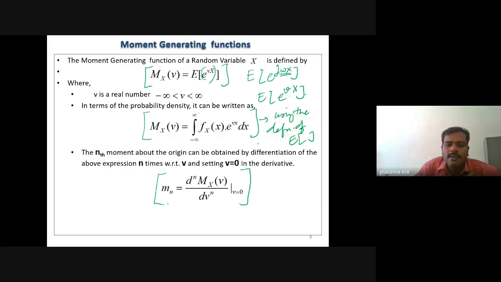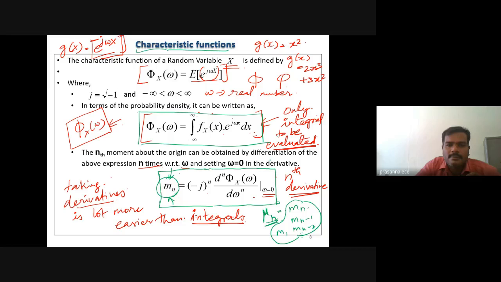Okay, so why we are having two functions, both characteristic function and moment generating function, is that for some density functions we will not have this moment generating function. So this moment generating function does not exist for some density functions, for some random variables. So for that we go for characteristic functions.